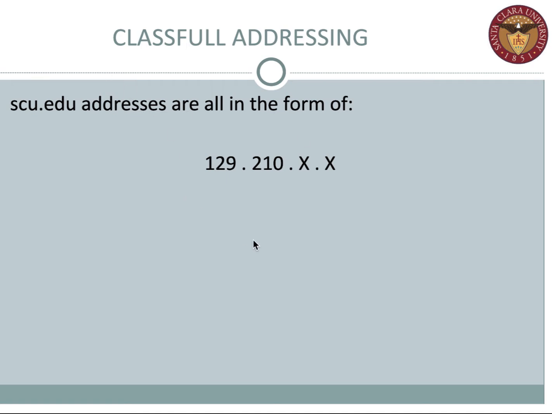In our example, SCU.edu addresses are all in the form of 129.210.x.x, where x and x are variable numbers. In this case, 129.210 indicates the network, which means Santa Clara University.